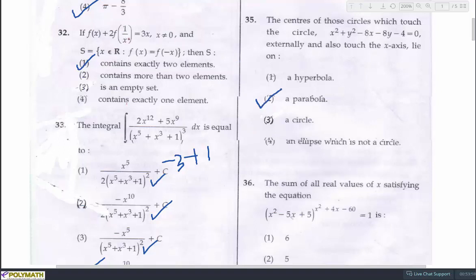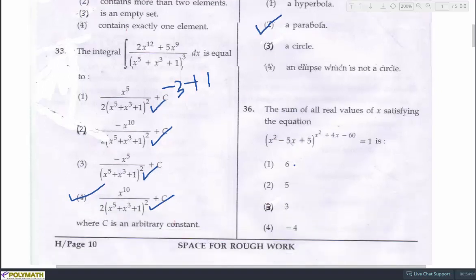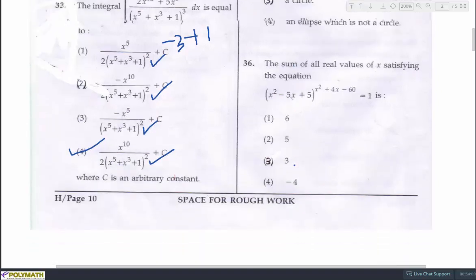Parabola. Next one is the sum of all real values of x satisfying the equation.